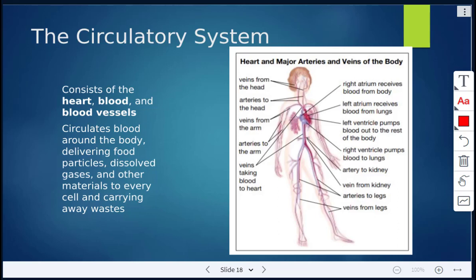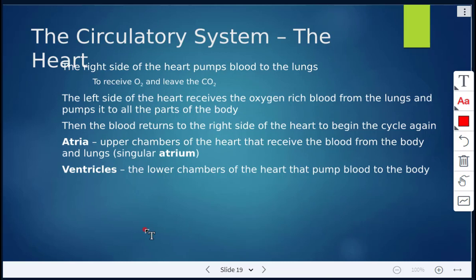from the cells. Here is just a diagram showing the heart and some of the major arteries and veins of the body. First we are going to talk about the heart, the different sides of the heart, the different parts of the heart, and their functions.